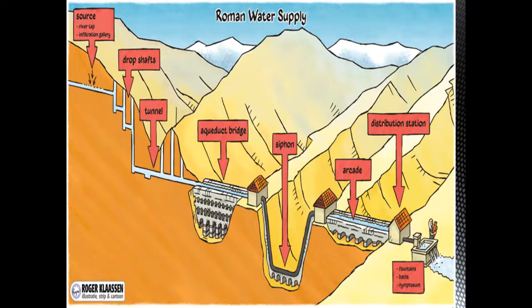So we also have the settling basins. After the drop shafts came the settling basin. The settling basins were built to get rid of all kinds of pollution that was in the water and were mostly situated near the source of an aqueduct. So the settling basin was a place where you put the water in, so you clean the water basically, and then the water comes to the tunnels and shafts.